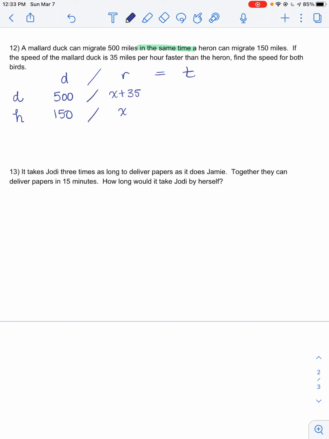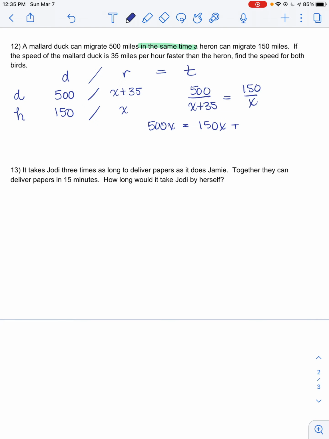Remember that we have to divide these, and we get them coming out to be the same time, so we can set those equal. So I end up with a proportion that is 500 over x plus 35 equals 150 over x. That's probably easiest to solve using cross products. So I wrote 500x equals 150x plus 5250, because that is 35 times 150. Moving this to the other side is 350x equals my 5250.